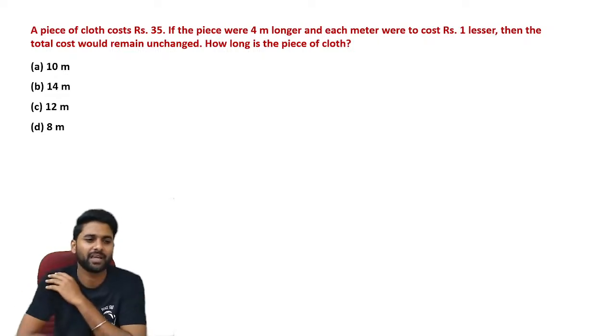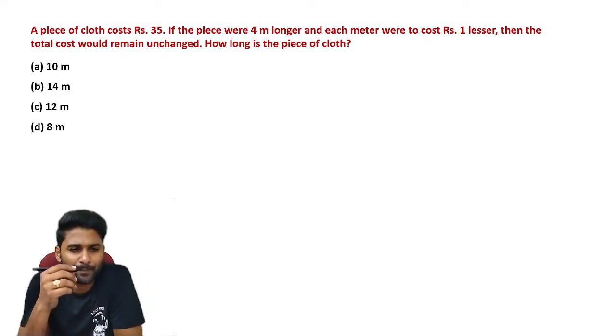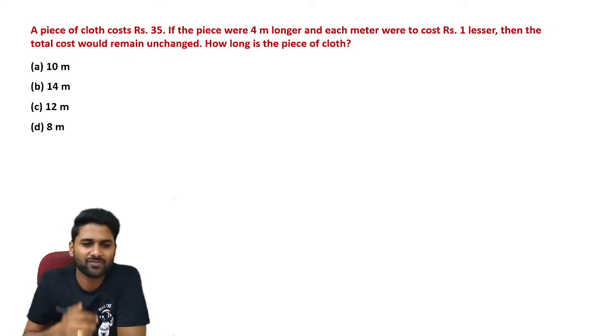Now let's see this question. A piece of cloth costs 35. If the piece were 4 meters longer, then each meter would cost 1 rupee less, and the total cost would remain unchanged. Then how long is the piece of cloth?